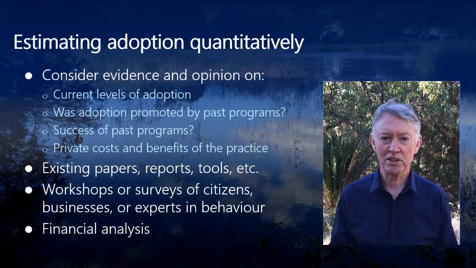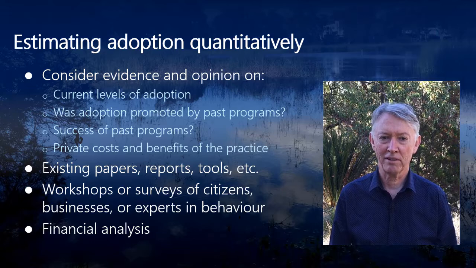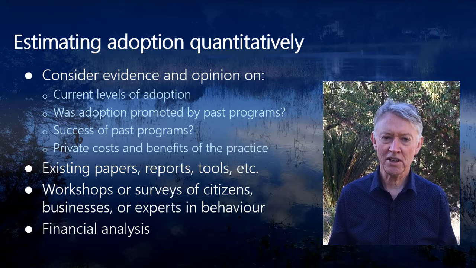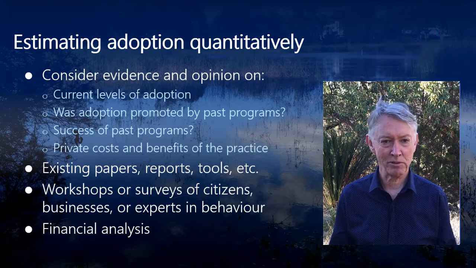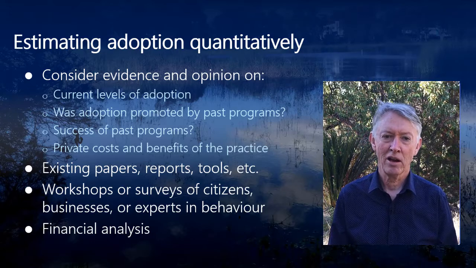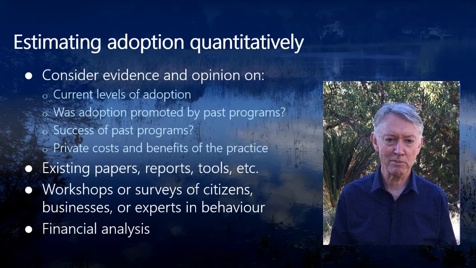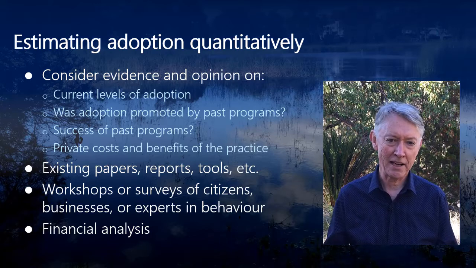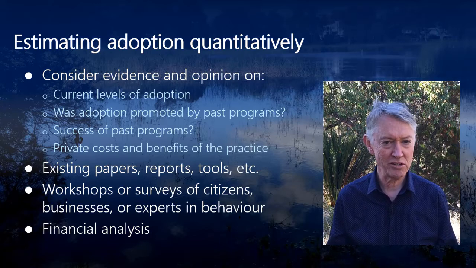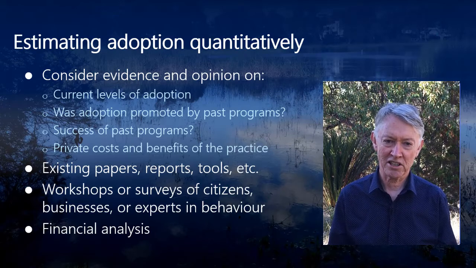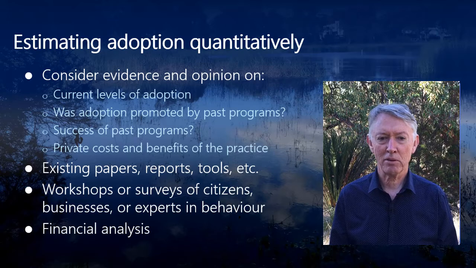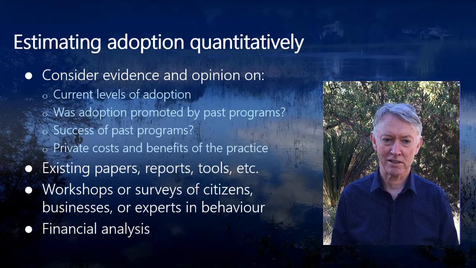Then we'll be wanting to estimate adoption quantitatively. And to do this, we need to consider evidence and opinion on things like what's the current level of adoption before the project even starts? Was adoption promoted by previous programs? Because if it had been actively promoted and still not adopted, that tells you something about how likely adoption is this time. What was the success of past programs? And what are the private costs and benefits of the practice?